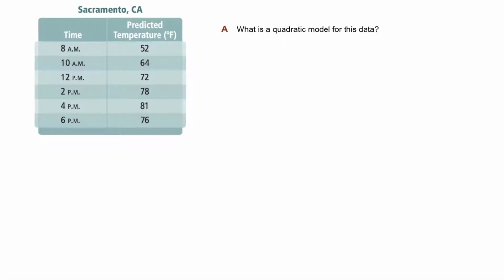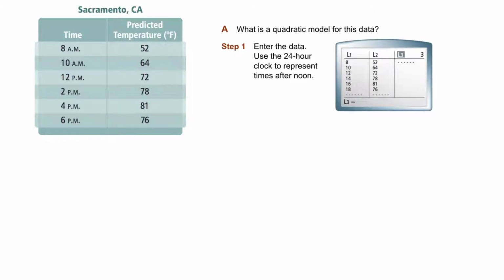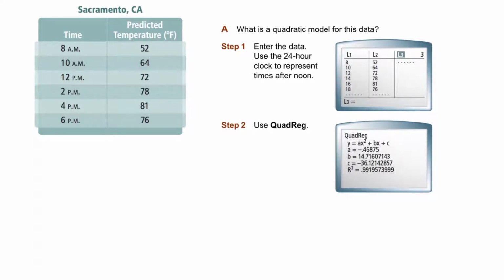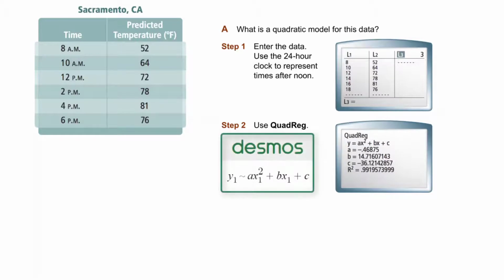Part A. What is a quadratic model for this data set? Step 1. Enter the data. Use the 24-hour clock to represent times after noon. Step 2. Use quadreg, the function on your graphing calculator, or Desmos regression notation to find the quadratic regression that best models the data.